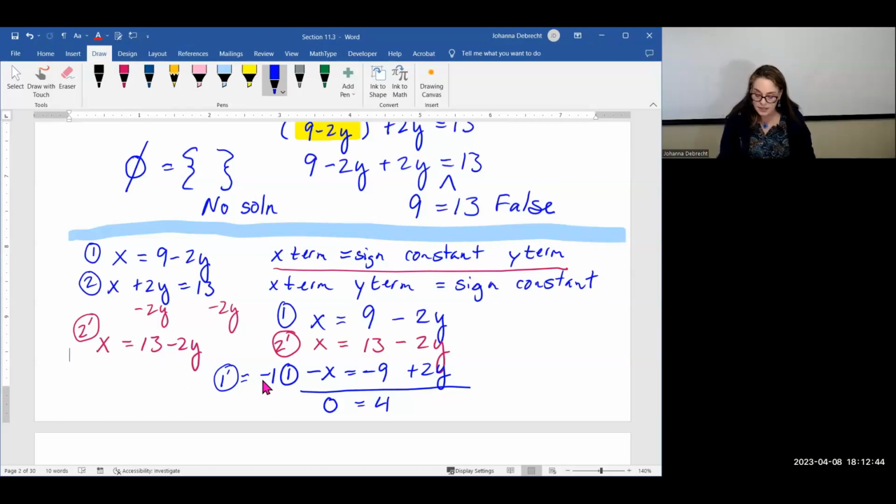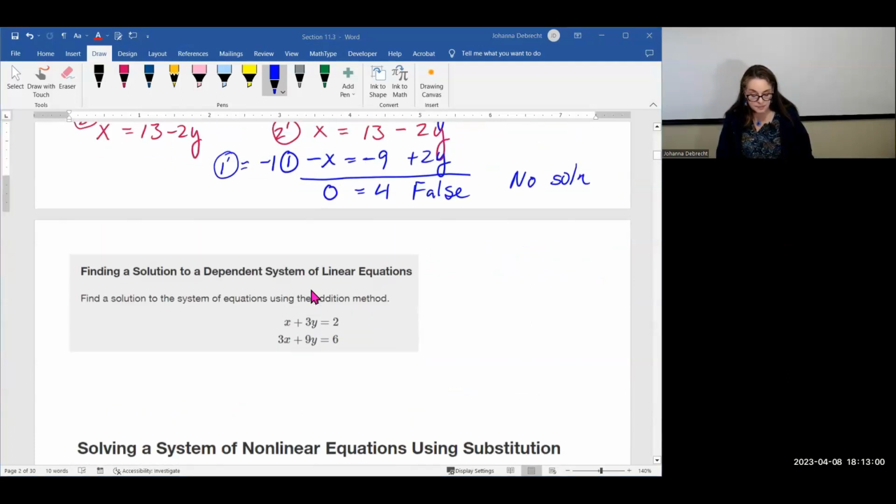Not the same false statement that I got up here, where I got 9 equals 13. I got 0 equals 4, but it's equally false. And this tells me there is no solution. Okay. Let's move on and talk about a dependent system.